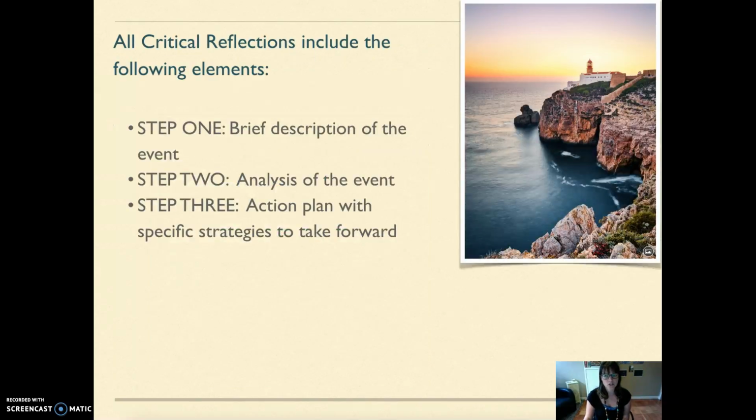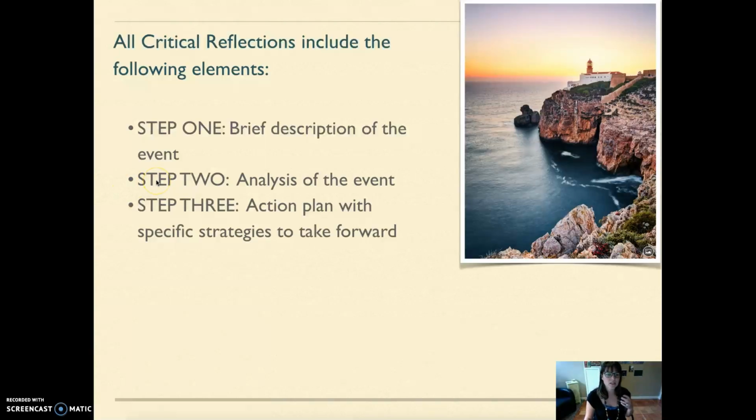All critical reflections should include the following elements. The first one is to write a brief description of the event. It should be enough information to capture the essence of what happened so that the reader knows what you're talking about, but shouldn't provide every nitty-gritty detail, maybe one or two paragraphs.